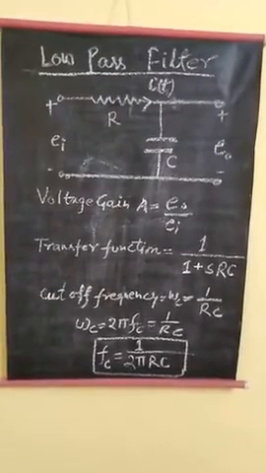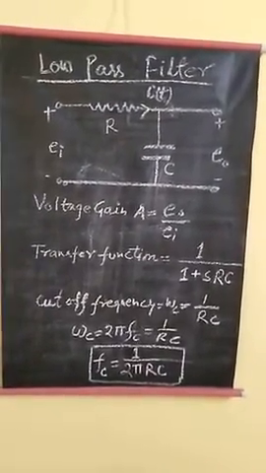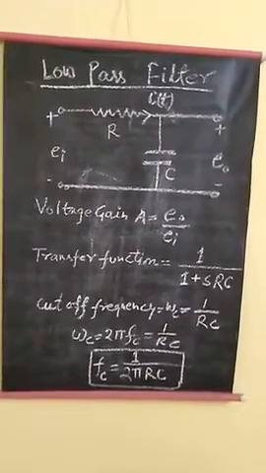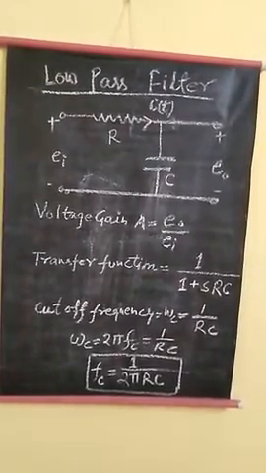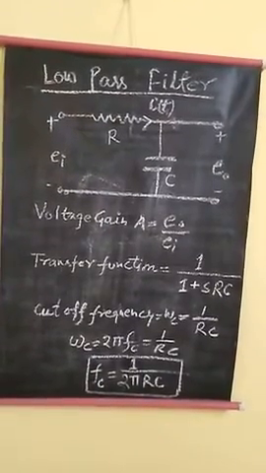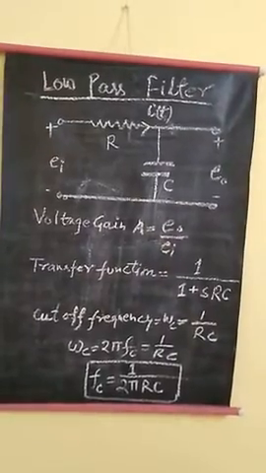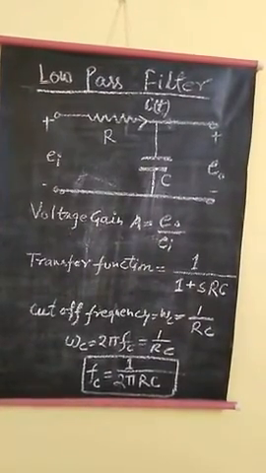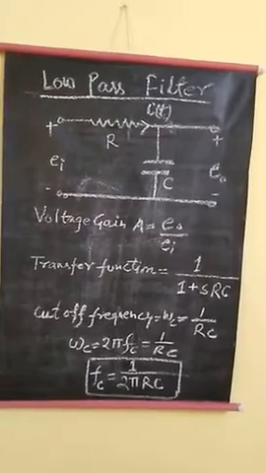The first filter we are going to describe is a low pass filter. The circuit diagram is shown in the chart, and it is a passive filter that comprises a resistor and capacitor. How the cutoff frequency is observed and how it is measured mathematically, that we will do in this lecture.